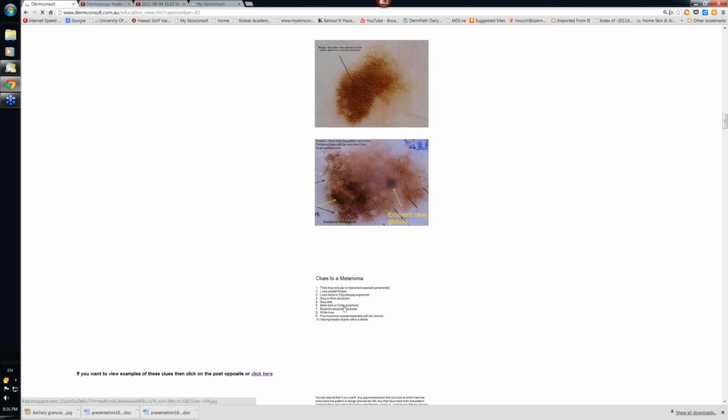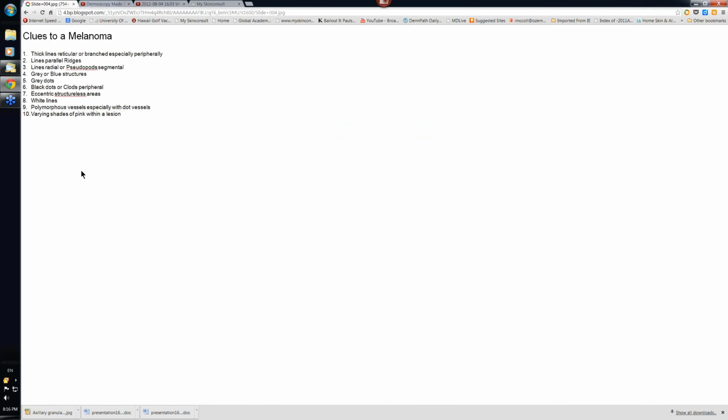I'll actually bring this slide up because we'll come to this again later, but it's important you've got an idea when you look with a dermatoscope what the major clues to melanoma are. And we've said thick lines reticular, or branched, especially peripherally. Whenever you get thick lines reticular, it means that there's obviously a thick column of melanocytes, perhaps even nests of melanocytes, down the sides of the rete ridges, and hence this thickens any lines, net-like lines that you see.